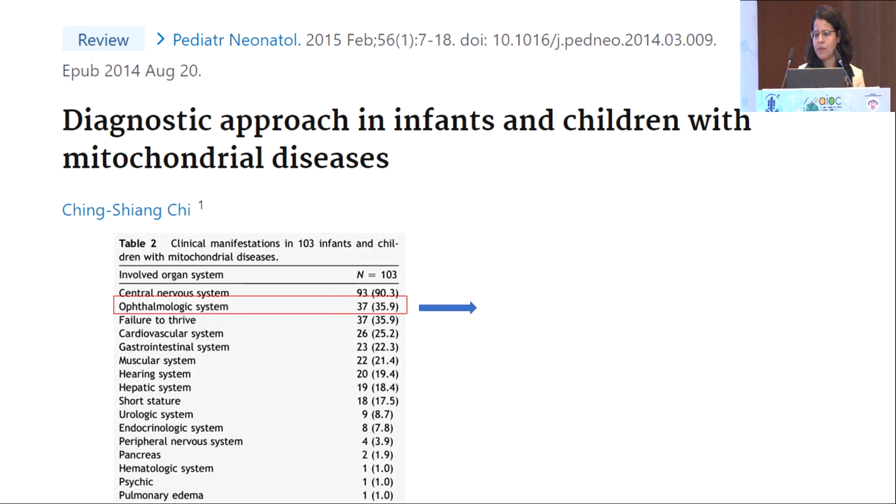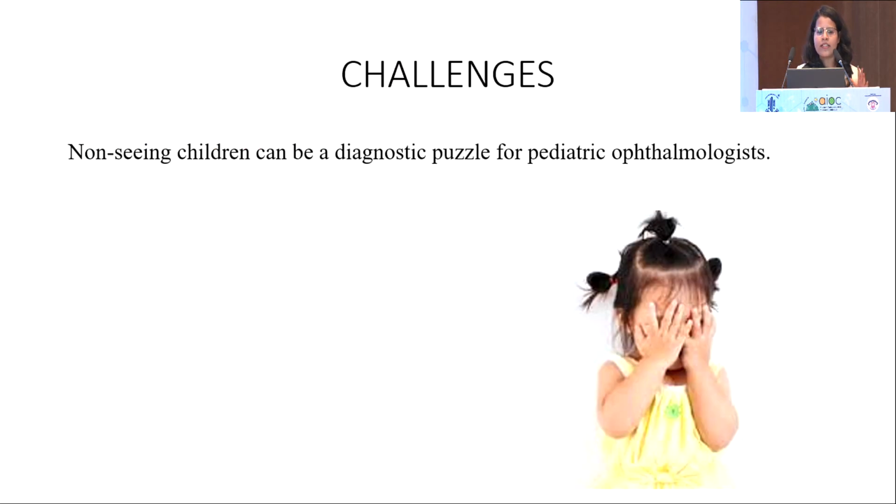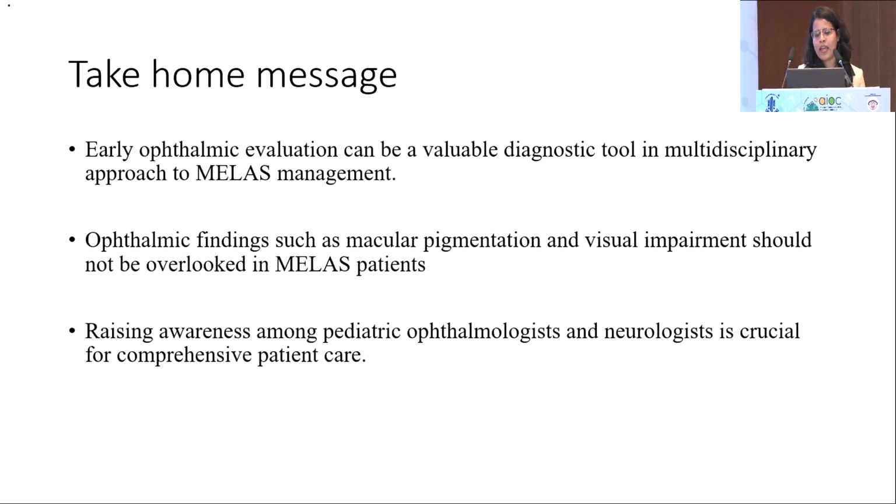A review article of pediatric neonatology also showed that ophthalmic manifestations are the second most common manifestations in these mitochondrial disorders, with various presentations like ptosis, RP, external ophthalmoplegia, visual loss, etc. So a non-seeing child can be a diagnostic puzzle for pediatric ophthalmologists, but if we are aware of these findings, it will help the pediatric ophthalmologist and neurologist in clinching the diagnosis and starting appropriate management. My take-home message from this case is that early ophthalmic evaluation is a valuable diagnostic tool in the multidisciplinary approach to MELAS management, and ophthalmic findings should not be overlooked.